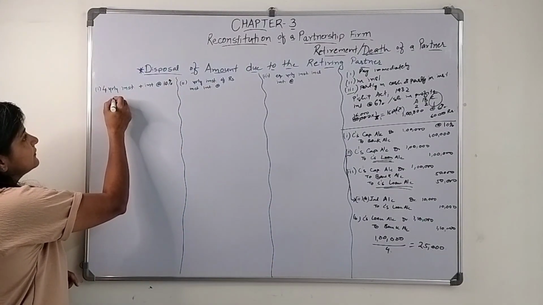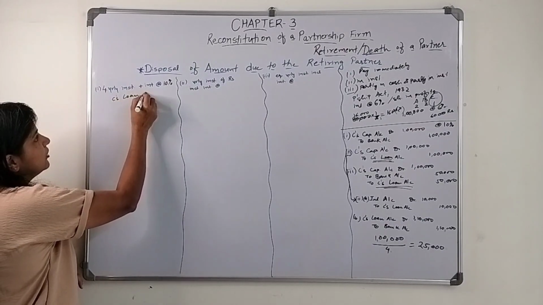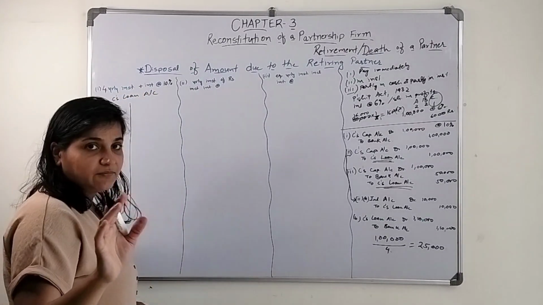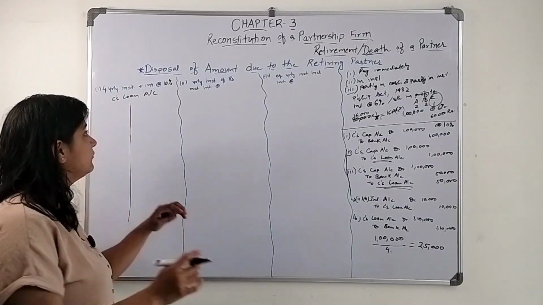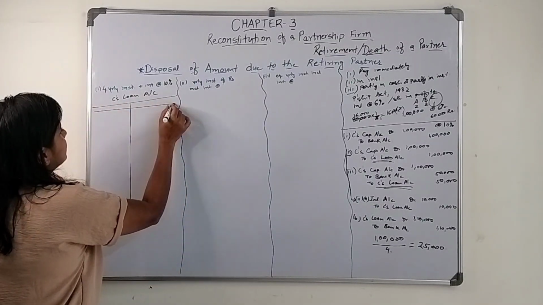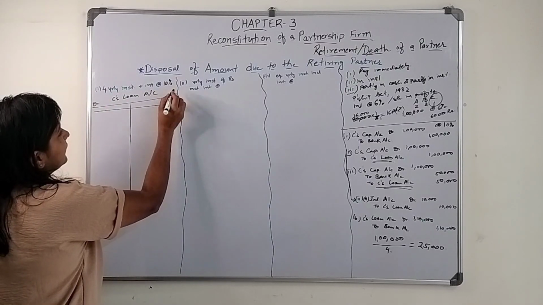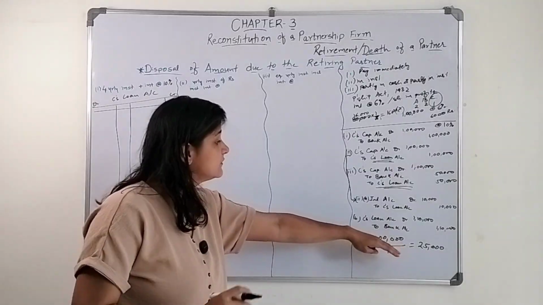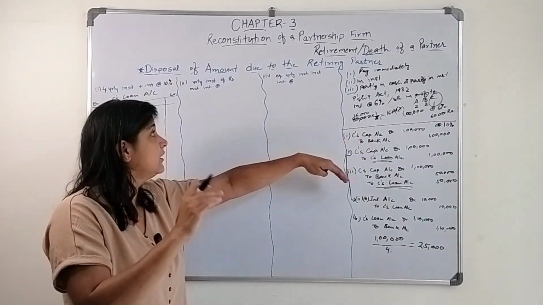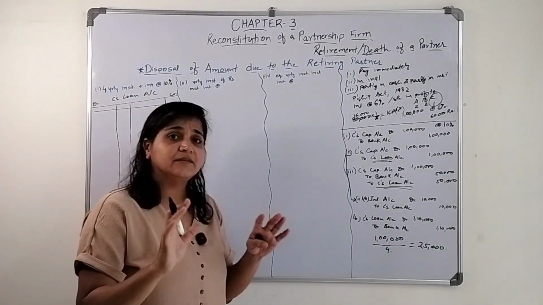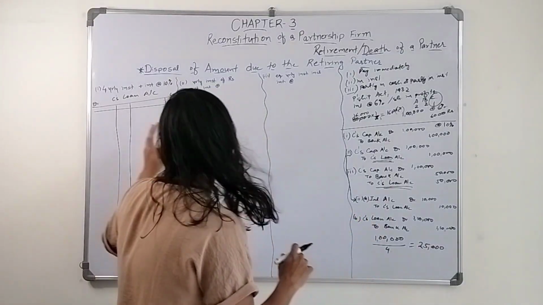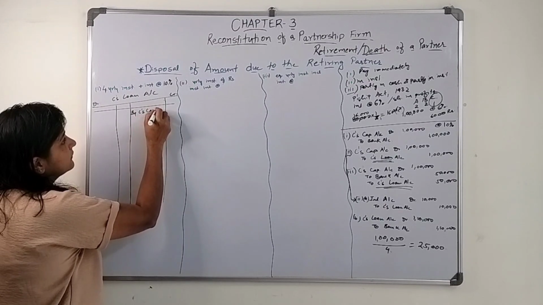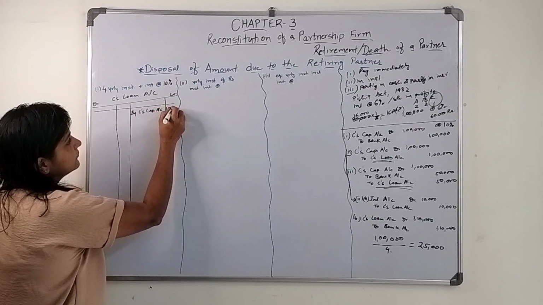So we will open C's loan account, and we will close C's capital account. You can make it like this. So we will prepare C's loan account, with the debit and credit, this is the amount column. So first we need to close C's capital account. What will be the entry? C's capital account debit to C's loan account. So on the credit side we will write C's capital account 1 lakh.